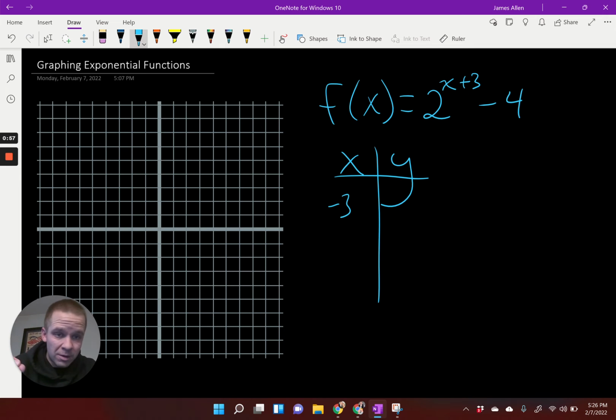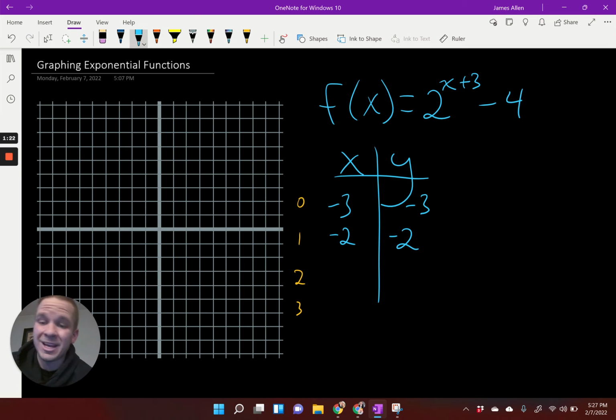2 to the 0 is 1. 1 minus 4 is -3. Now, what will make my exponent 1? And if we want, we can have a little goal over here like 0, 1, 2, maybe even all the way up to 3. Okay, so if I want to make it 1, that means I'm going to need to do a -2 here. So now I have 2 to the first, which is 2 minus 4 is -2.